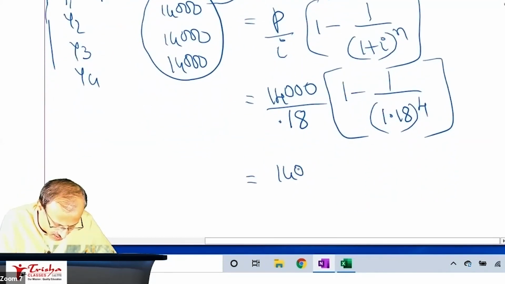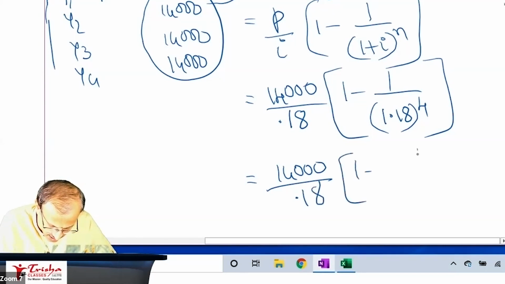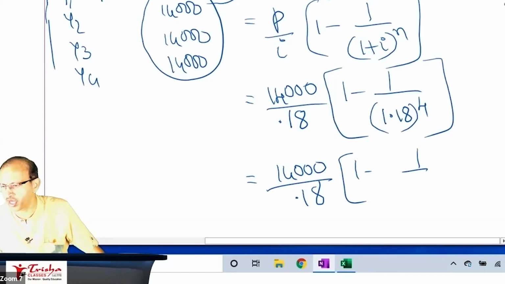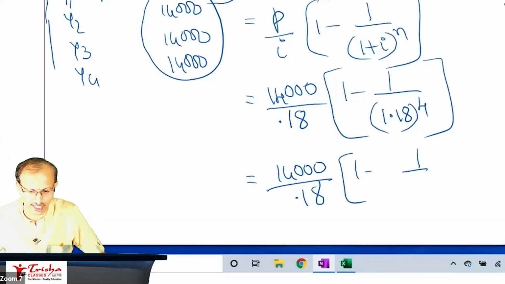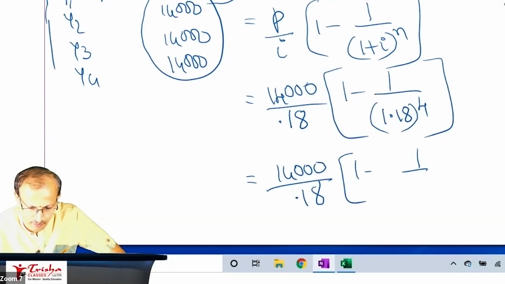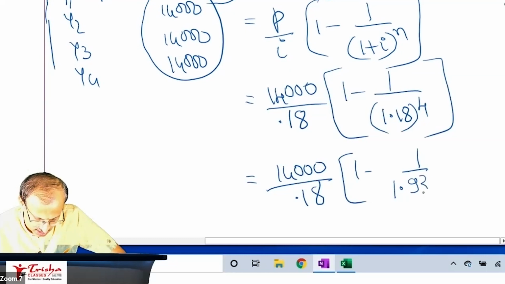14,000 divided by 0.18. 1 minus, all of you use a calculator and let me know 1.18 to the power 4. Answer. What is your 1.18 to the power 4? Is it 1.938777? Okay.